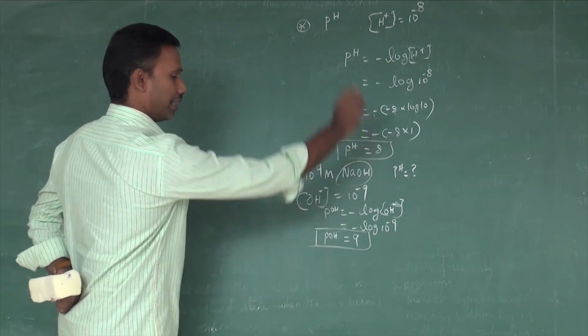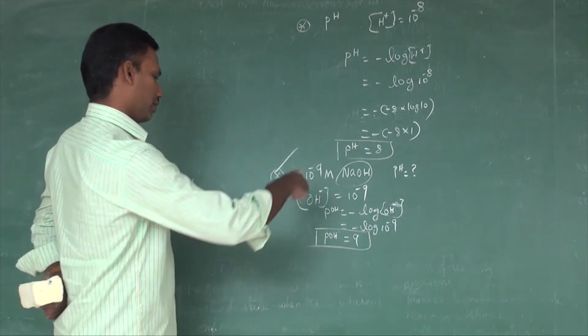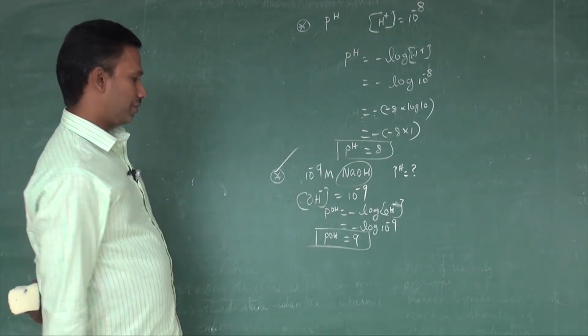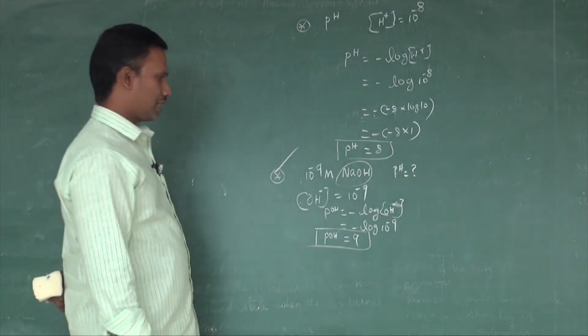the first option out of the four may be given as 9. Suddenly you will choose option A, 9. You will be given a 0, because that is not what the question asks. The question is pH. So what to do, sir?